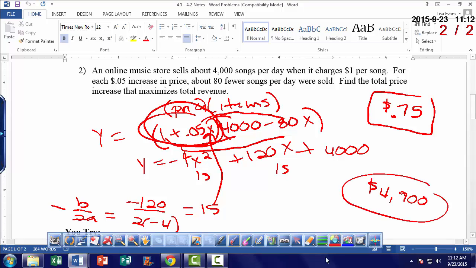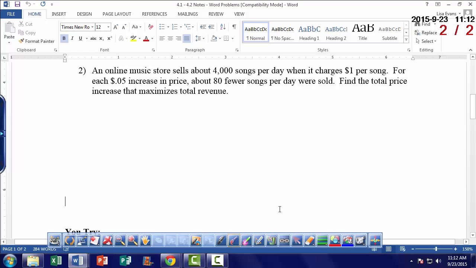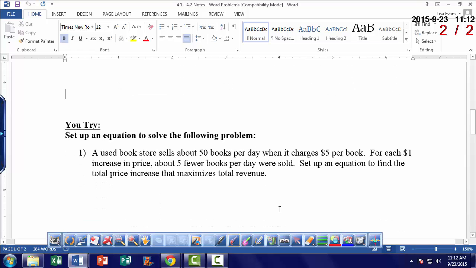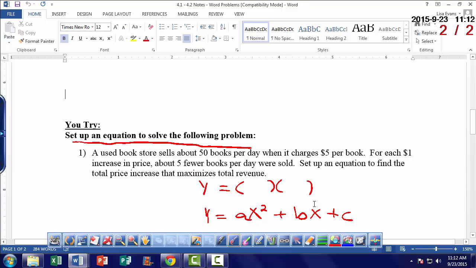All right, let's take a look at the U-try. All I want you to do in this is set up an equation. I just would like you to get your two parentheses, and I would like you to FOIL it out so that you get your quadratic equation, ax squared plus bx plus c. So fill in these two parentheses, FOIL it out, add up your like terms, write it in descending order, and then we'll finish solving the rest of the problem in class.